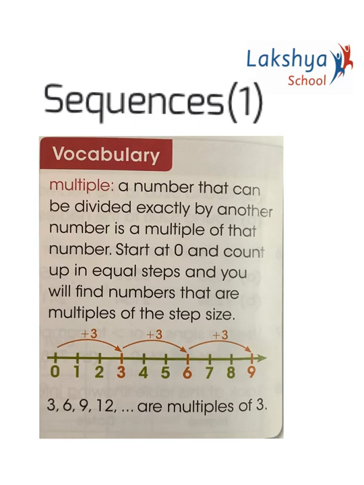Over here I have taken an example of the multiples of 3. I start from 0 and start jumping in steps of 3. So this 3, 6, 9, 12, etc. are all called the multiples of 3. In the same way, when you start counting from 0 in 4s, we get 4, 8, 12, 16, etc., which are the multiples of 4.